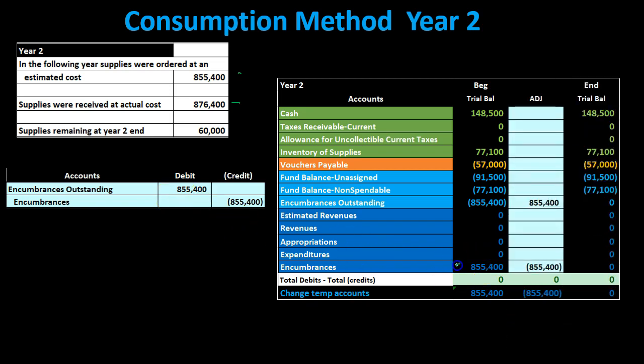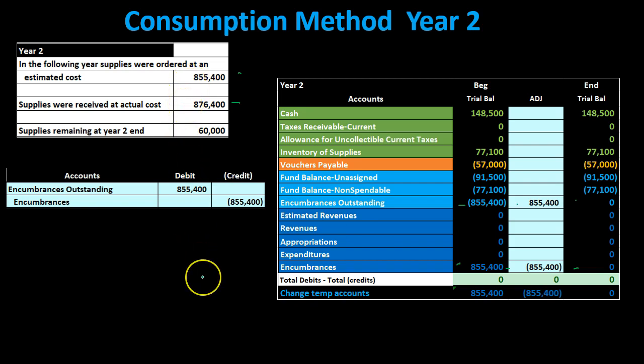So there we have that. Here's the beginning balance. Here's the credit. Here's us bringing it to 0. Here's the encumbrances outstanding credit. We debit it, bringing it down to 0. And now we can record the related expenditures, not at the estimated amount, but at the actual amount.